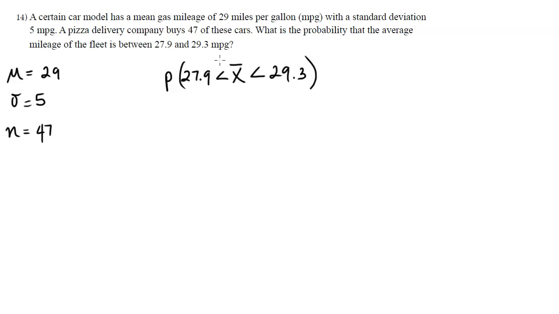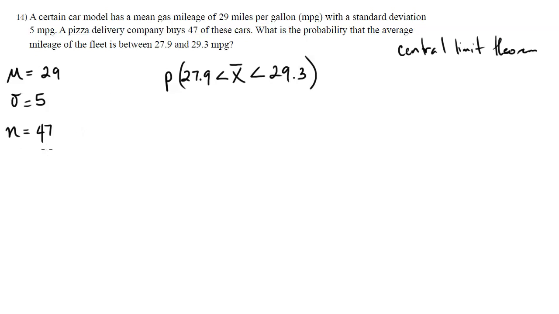So because we're being asked about the average, right? We're asked about the probability that the average is less than this, greater than that, or whatever. This is going to be a central limit theorem problem. One thing that gives that away is that we're asked about the average. We're not asked about one particular value, one particular car. We're asked about the average of the entire fleet.